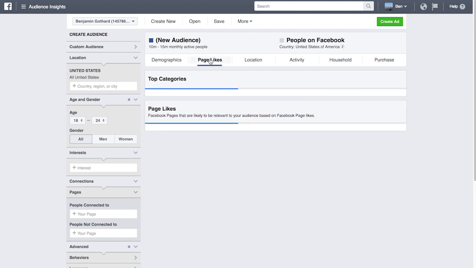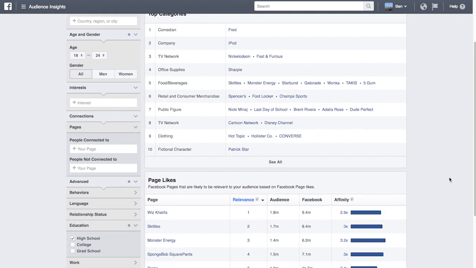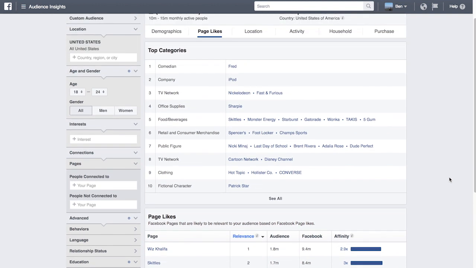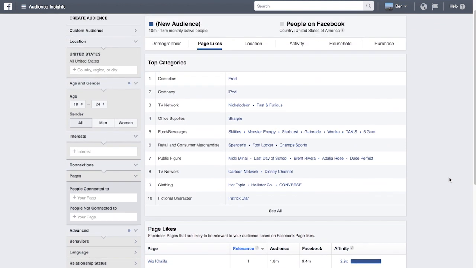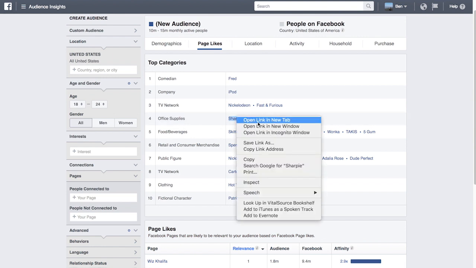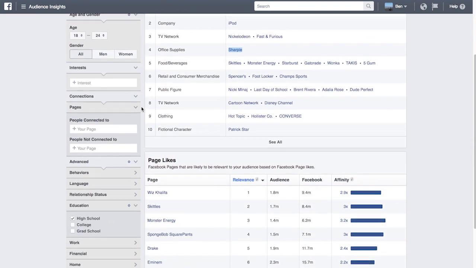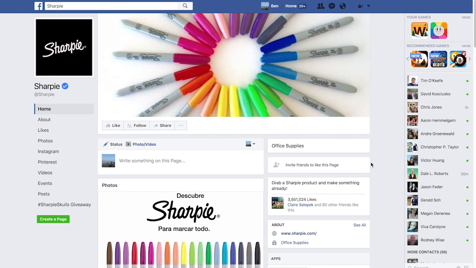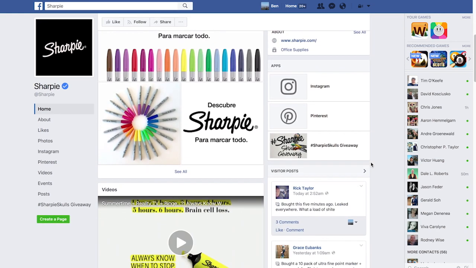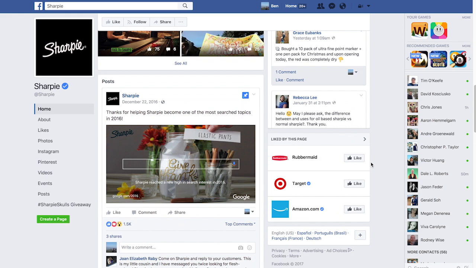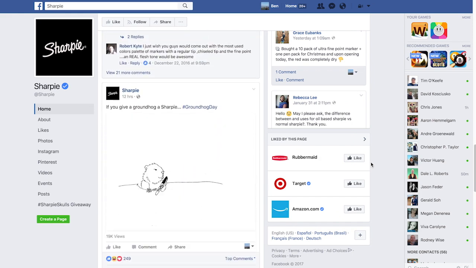And then you can even take it a step further. You can go see which pages these sorts of individuals like. So you know that for some reason, people aged 18 to 24 who have a high school education are very likely to like Sharpies. So you can sell them Sharpies.